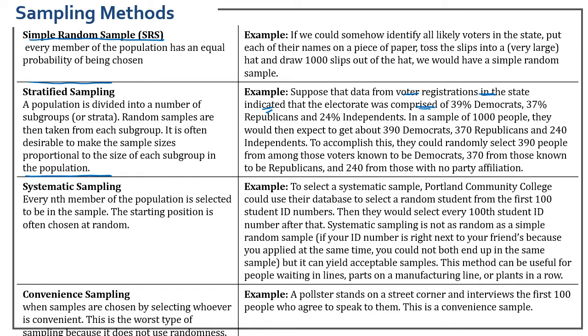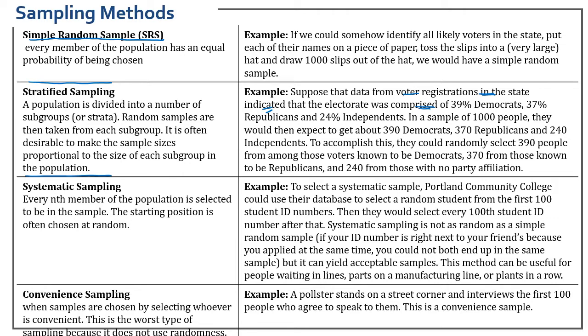This method can be useful for people waiting in lines, parts of a manufacturing line, or plants in a row. So maybe there was a bunch of people waiting in a line for Apple and someone wanted to figure out, okay, what are you here for? What's the product that most people are here for? Instead of going through, maybe there's 1,000 people in line, and asking every single one of those people, they could ask every 5th person, what are you here for? So that would be systematic sampling, and then they would use that data to say for the whole population.